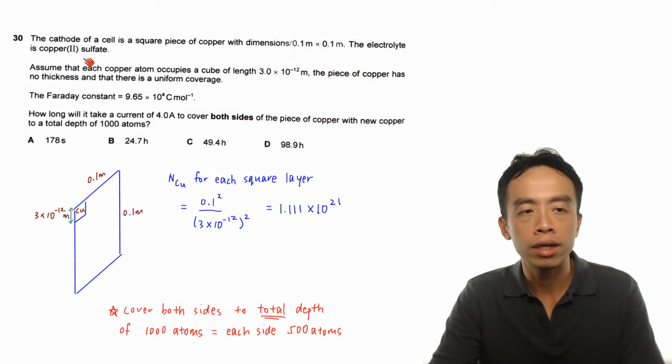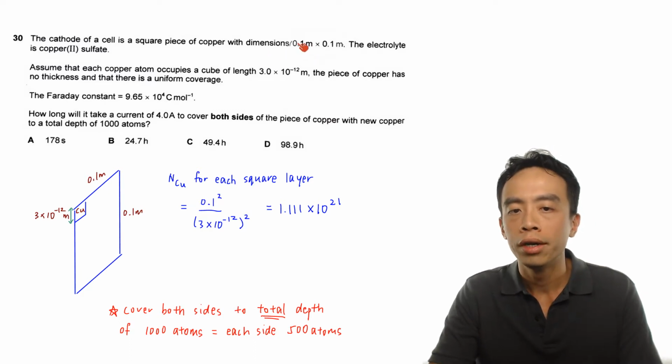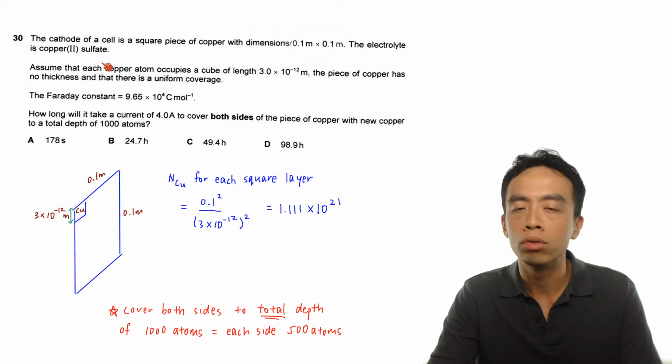Now in this video, we want to discuss the last question for 2019 A-Levels H2 Chemistry, Paper 1, question 30. Alright, question 30: the cathode of a cell is a square piece of copper with dimensions 0.1 meter by 0.1 meter. The electrolyte is copper(II) sulfate.